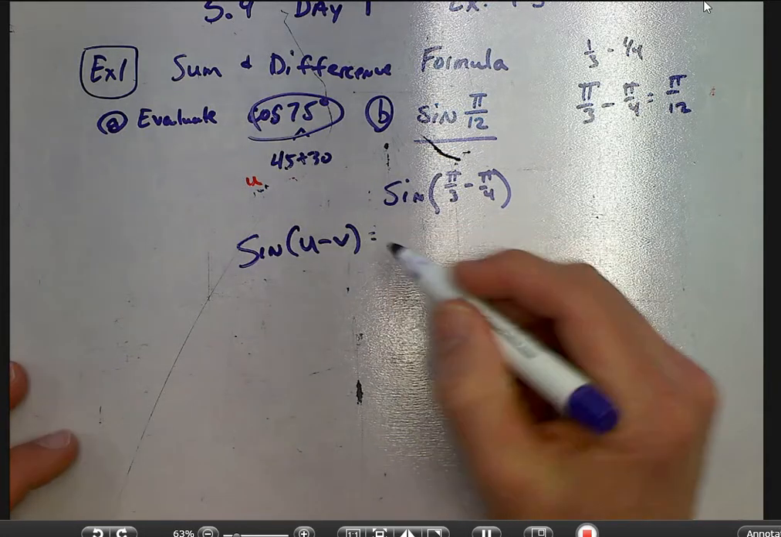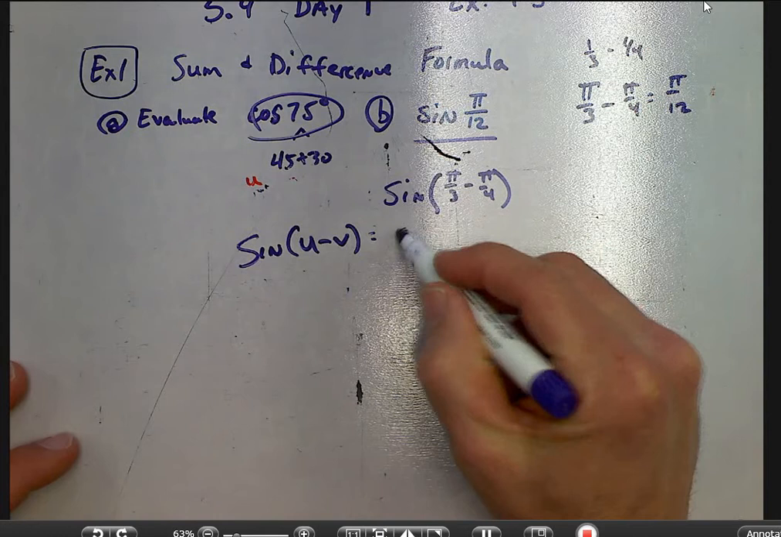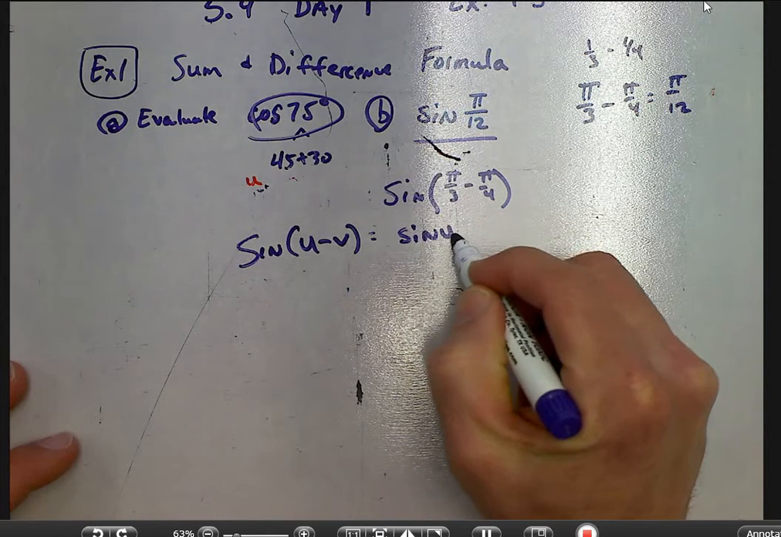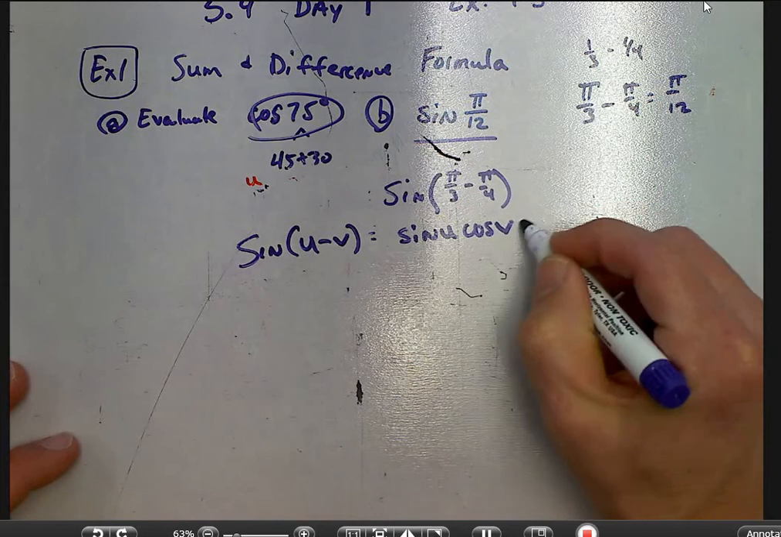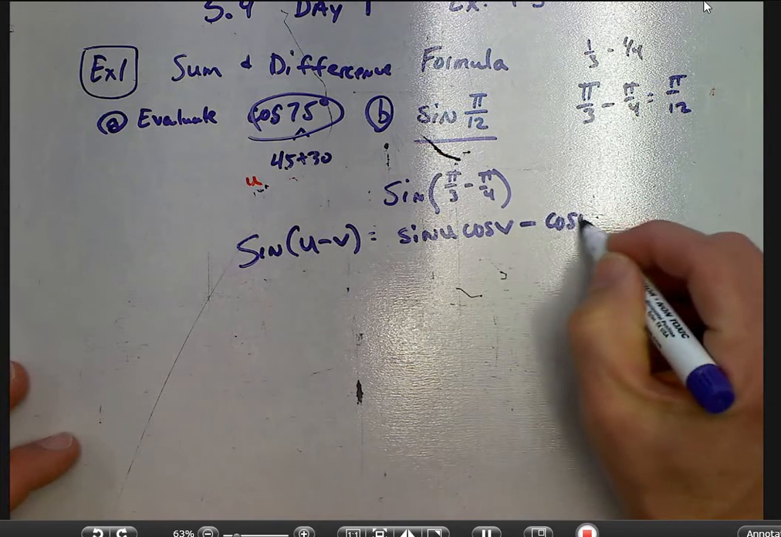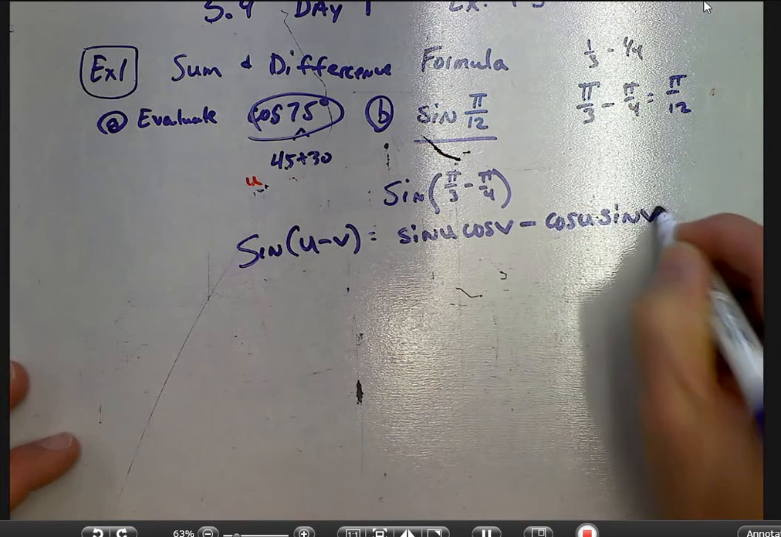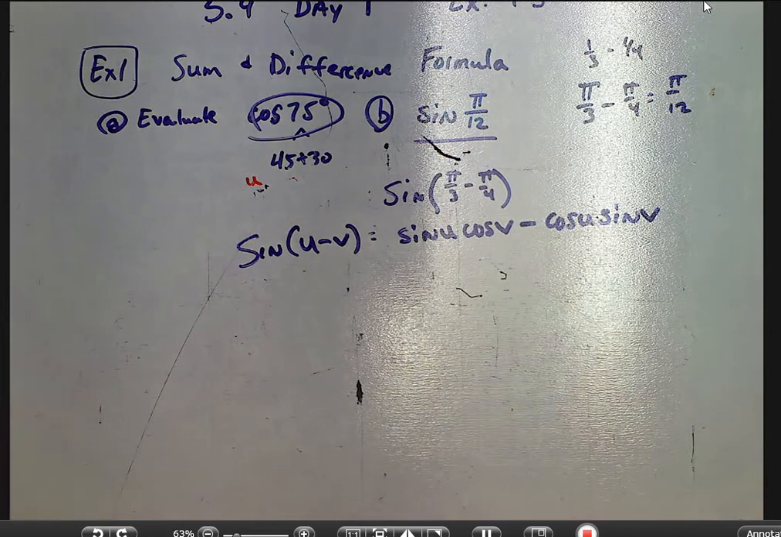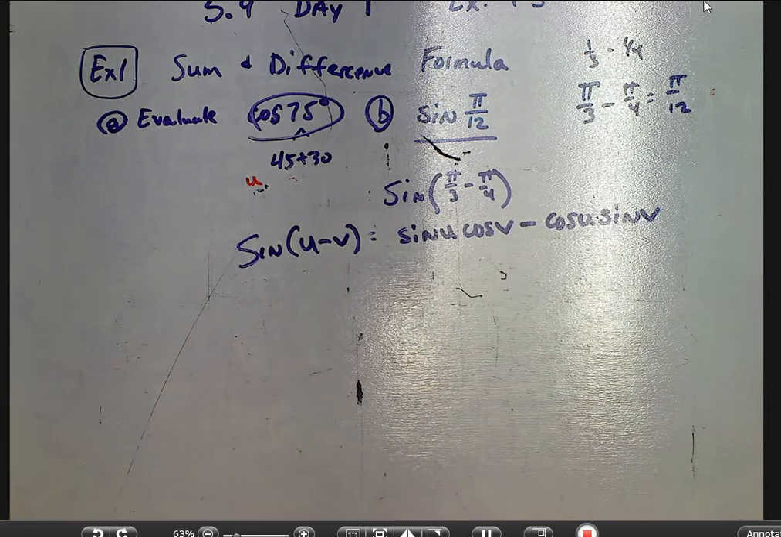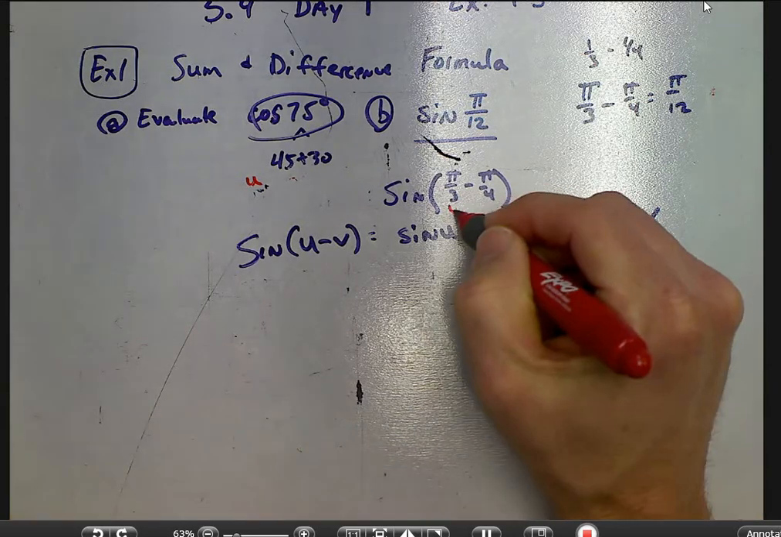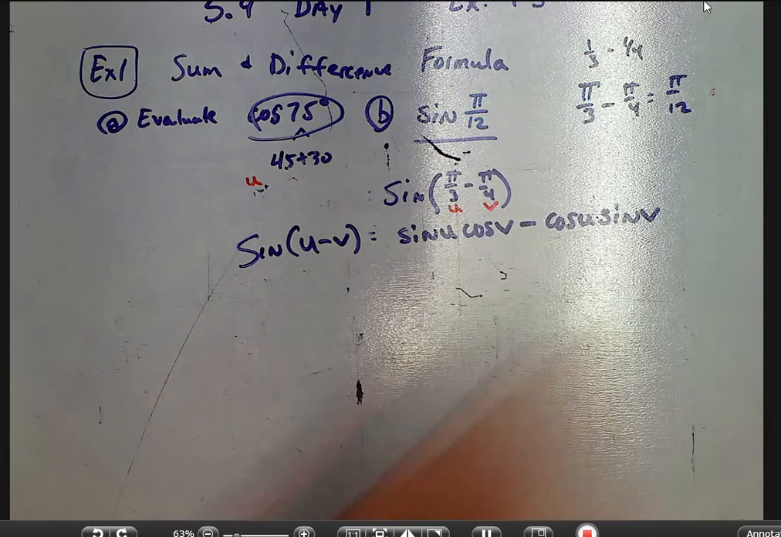and that's equal to the sine of u times the cosine of v minus the cosine of u sine of v, like that. And these formulas are on your formula reference sheet under sum and difference formulas. So they're right there for you to look at. Put the numbers in where they go. Again, the first one is considered to be u. The second one is considered to be v.